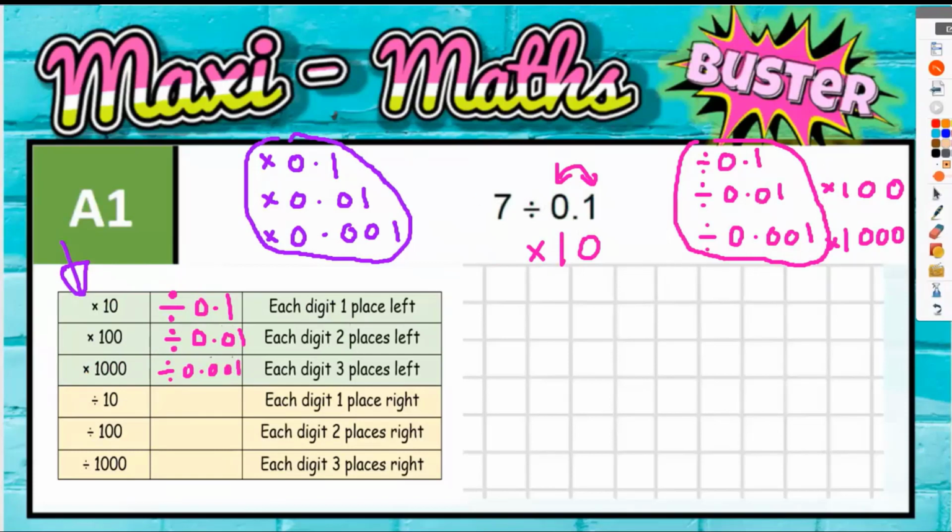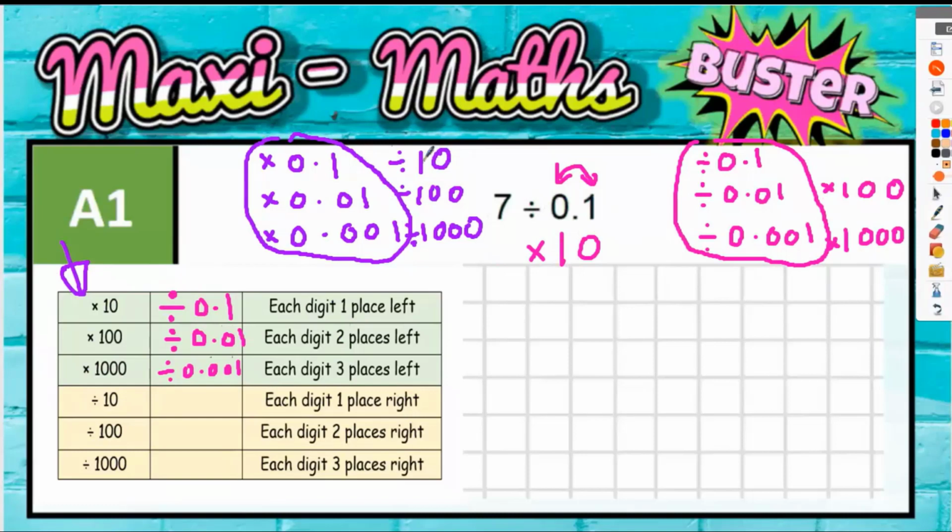For the purple ones, where it's multiplying, times by 0.1, if you flip the digits around and take the point out, the first one's going to be 10. Flip the digits around, take the point out, the second one's going to be 100. Flip the digits around, take the point out, the third one's going to be 1,000. But you can't do that without swapping the symbol. You compensate by swapping the symbol. So you're going to change all the times for divides. And then you can fill in your table.